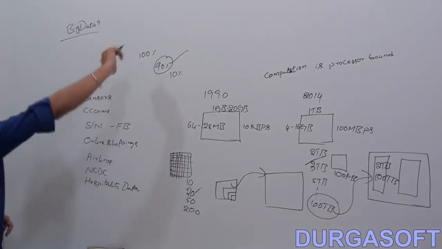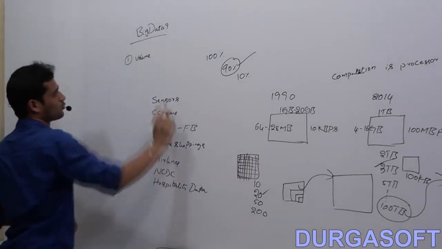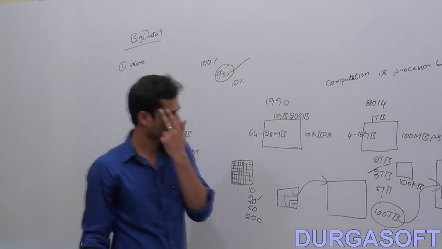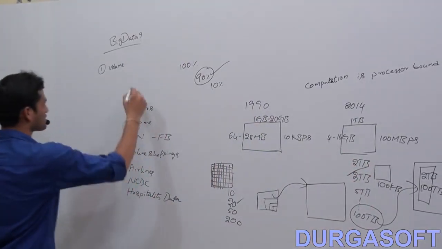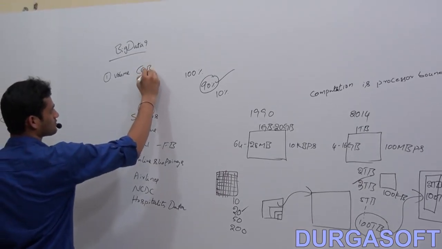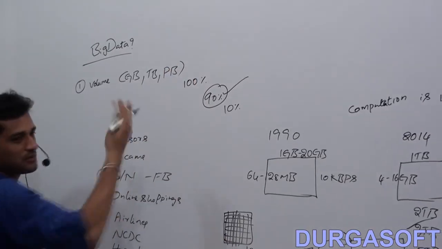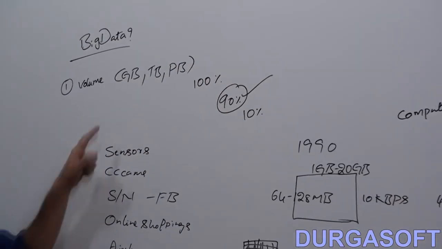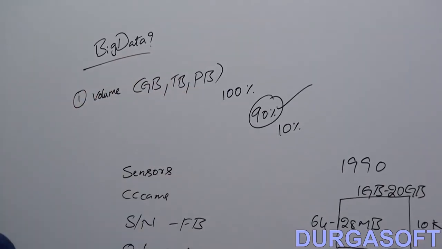So here three things are there. One is volume. What is that volume? Your data is rapidly increasing, right? This data size may be gigabytes, terabytes, or petabytes, whatever it may be. So your data will be rapidly increasing in these forms.